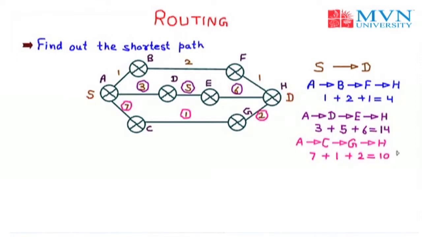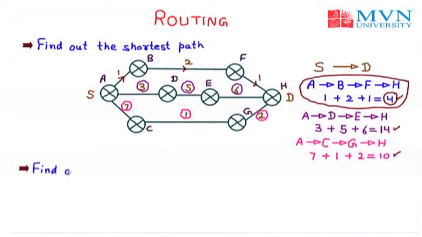So as we know, we have three distances in total. The first is 4, the second is 14 and the third is 10. So 4 is the shortest distance. That means the shortest path is from A to B, then B to F, then F to H. So this one is our shortest distance. That is the first issue of routing.